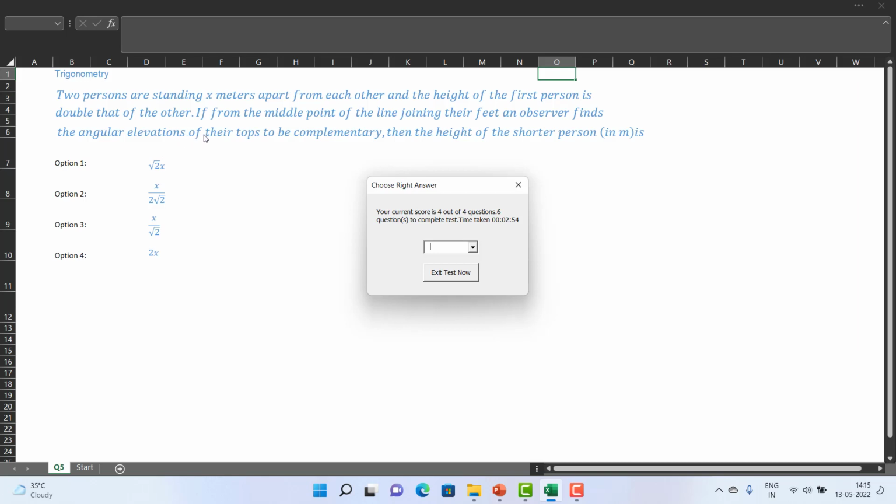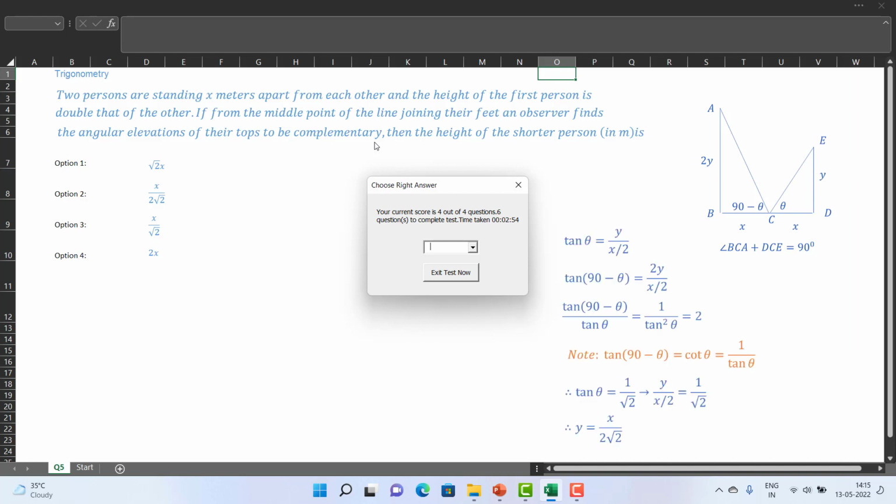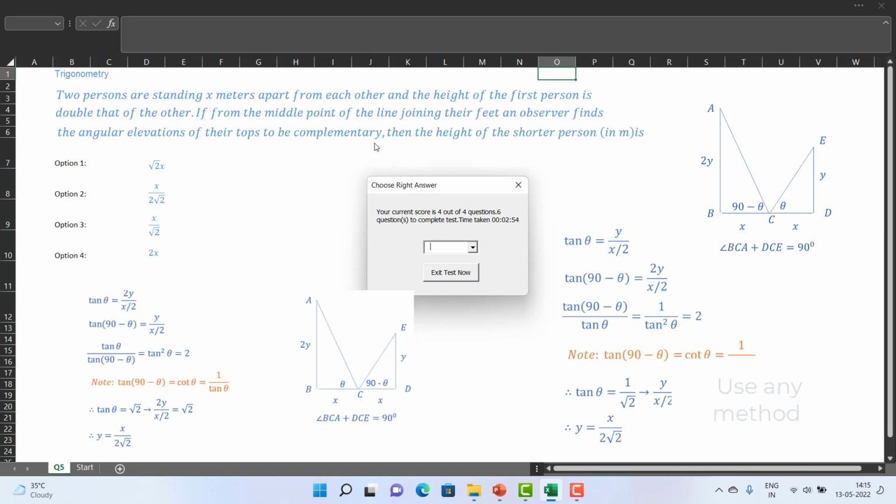What do you mean by angular elevations are complementary? The angles are summing up to 90 degrees. If one angle is theta, another angle is 90 minus theta. So we will use this condition first. So tan theta divided by tan 90 minus theta is tan theta by cot theta, which is tan squared theta, because cot theta is 1 by tan theta. And that is equal to, if you substitute, 2y divided by x by 2 into x by 2 divided by y, that is 2.